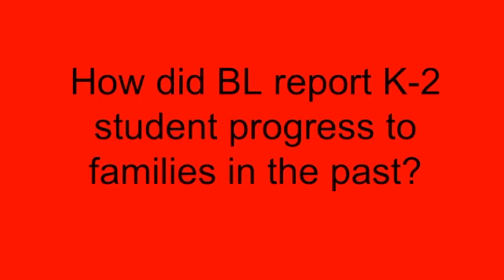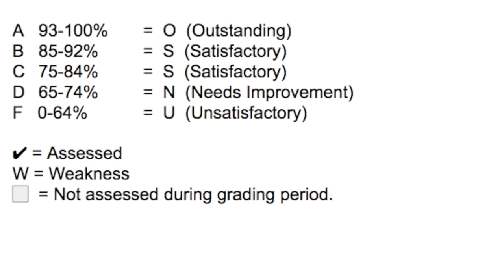How did Beaver Local report K-2 student progress to families in the past? There are a number of different ways that Beaver Local Elementary has reported student progress. You may see a letter grade on a student's report card. It may be A, B, C, D, or F. You may see a percentage. You also may see an O, S, N, or U for outstanding, satisfactory, needs improvement, and unsatisfactory. Additionally, teachers would mark a check mark for areas that are assessed, a W for areas that are weaknesses for a student, or it may be grayed out for not assessed during grading periods.